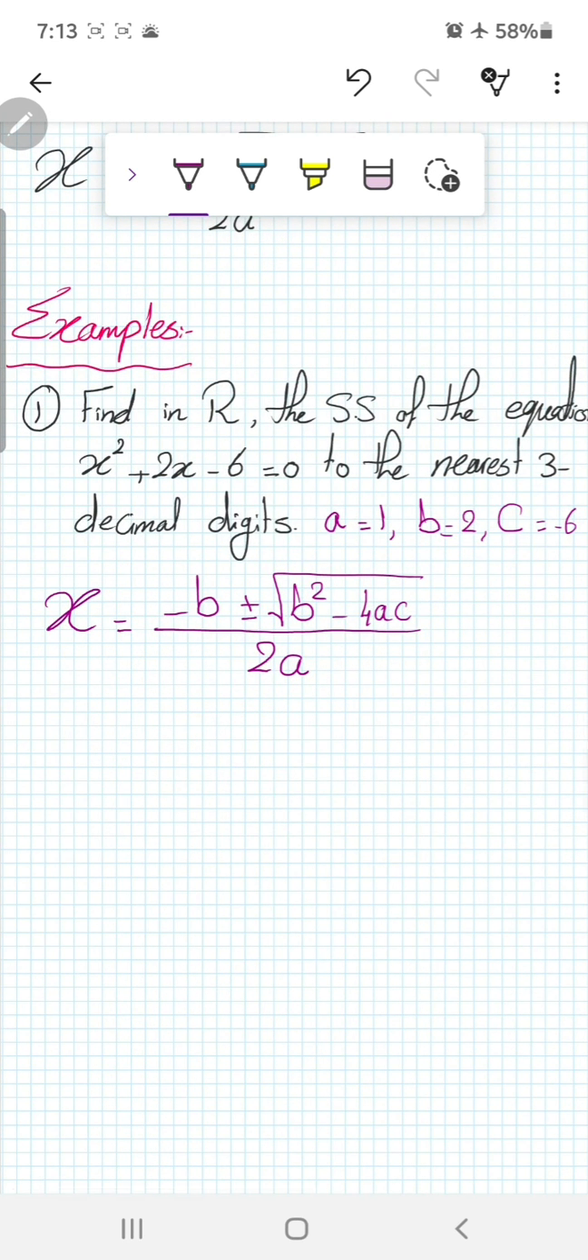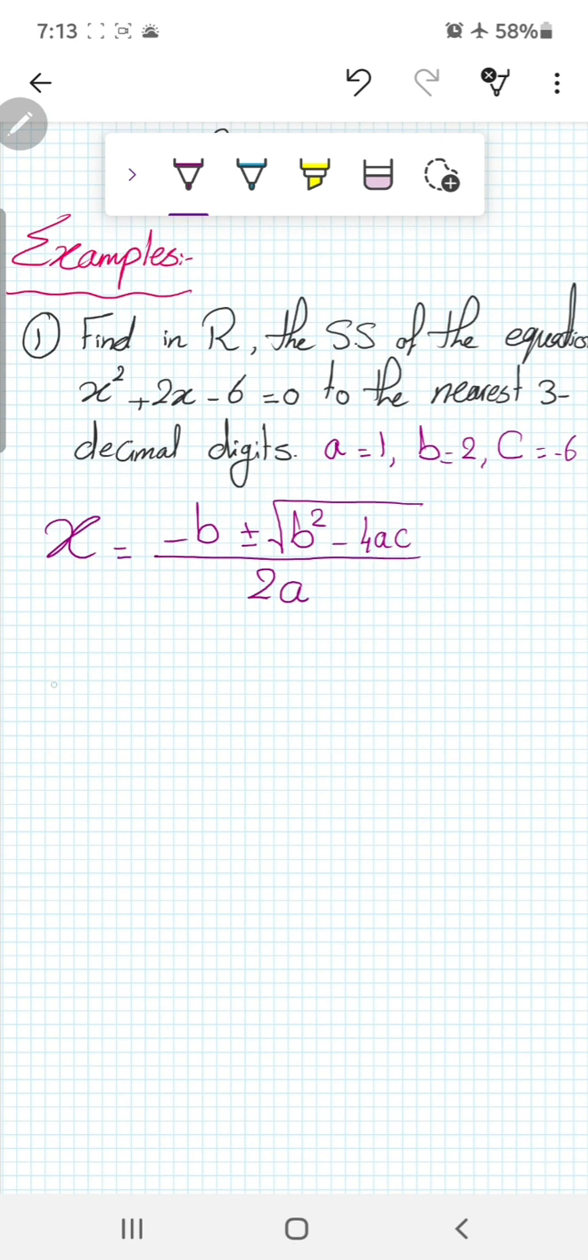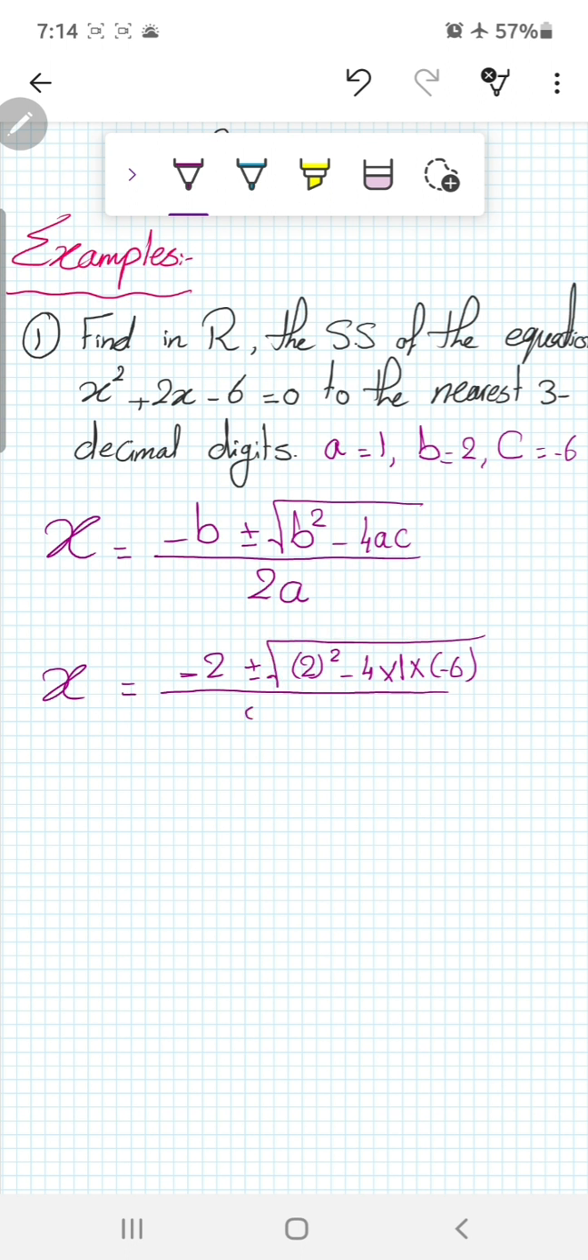Okay, direct substitution in the rule. So we have here x equals negative b, which is negative 2, positive or negative square root of 2 power 2 minus 4 times 1 times negative 6, over 2 times 1. Okay, first get the value under the square root. So negative 2 positive or negative square root of 4 minus 4 times 1 times negative 6, it will be positive 24, negative negative positive, over 2.